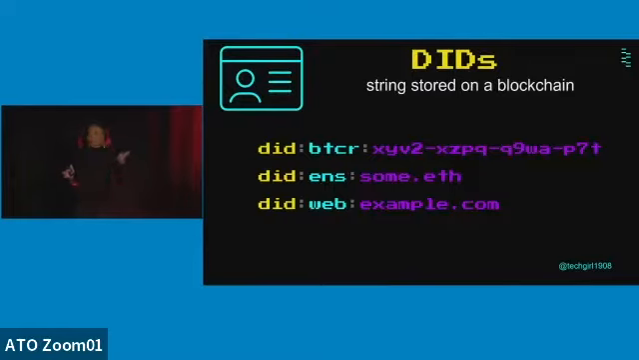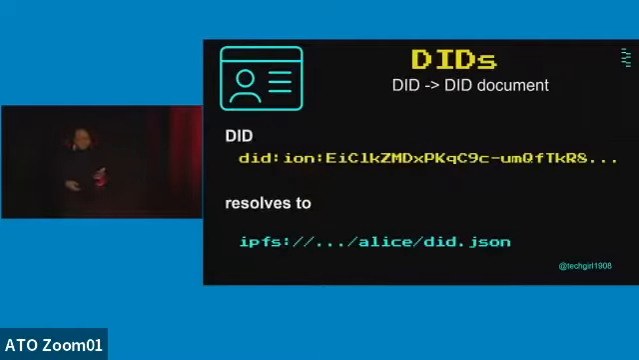Here are 3 examples. The first one is a decentralized identifier that's anchored on Bitcoin. The second one is on Ethereum. And the final one is anchored on the web. It's not using blockchain. So because your identifier is anchored on-chain, but your information is off-chain, the DID works as a URI that points to a DID document, which holds that information.